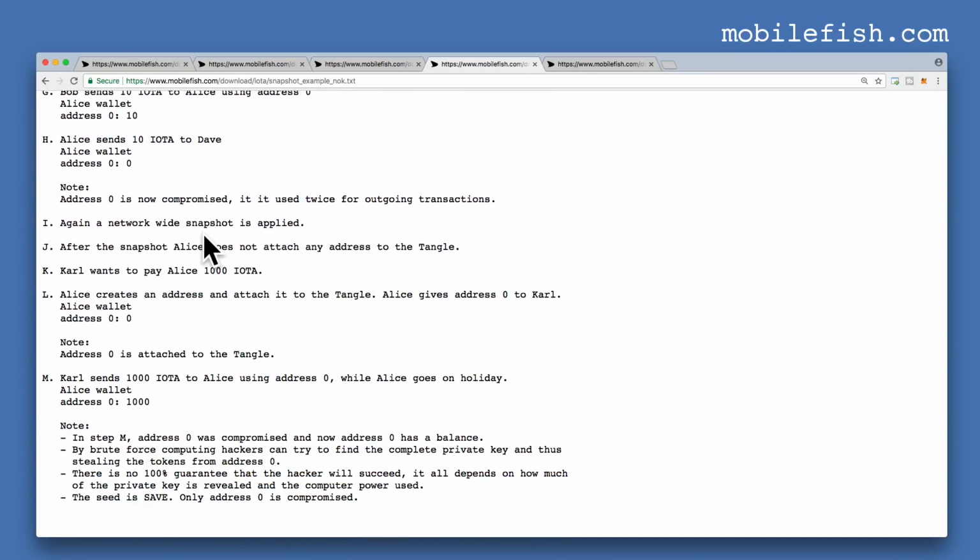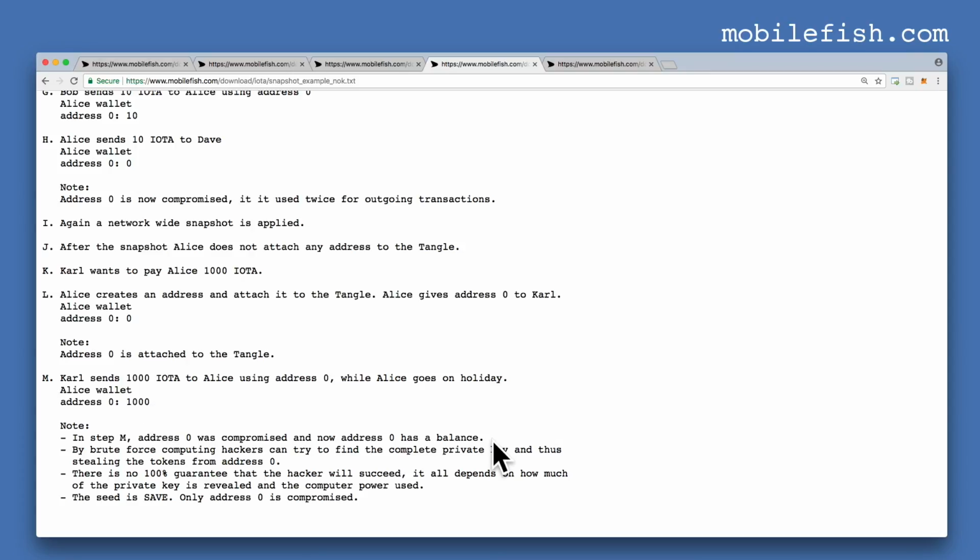Again, a network-wide snapshot is applied. After the snapshot, Alice does not attach any address to the Tangle. Carl wants to pay Alice 1000 IOTAs. Alice creates an address and attaches it to the Tangle. Alice gives address 0 to Carl. Address 0 is attached to the Tangle. Now Carl sends 1000 IOTAs to Alice using address 0 while Alice goes on holiday.